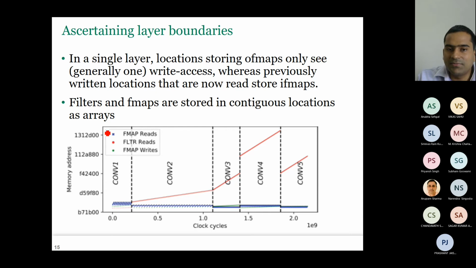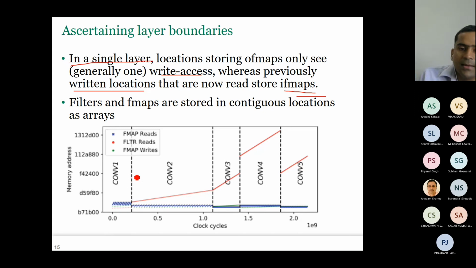So last for this part, the last slide here: ascertain layer boundaries. So find out where the layer boundaries are. In a single layer, locations which store output feature maps see only write accesses, whereas previously written locations that are now read store input feature maps.